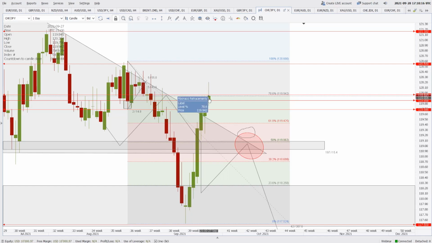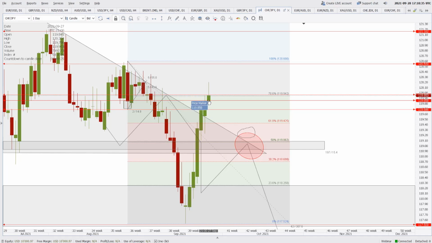Now it is finally giving us a pin bar. It can turn red if it closes below the open of today, which was around 119.84. So any closing below 119.84 will give us a wrong idea about CHF/JPY. Wrong idea means the bulls will be dying down and the bears may be starting to take control.